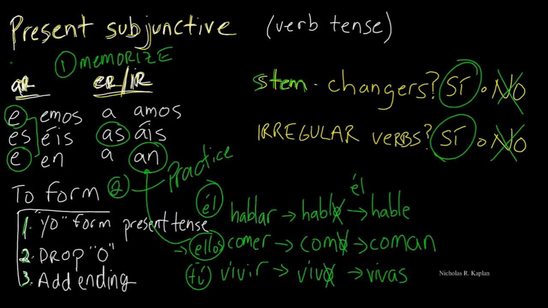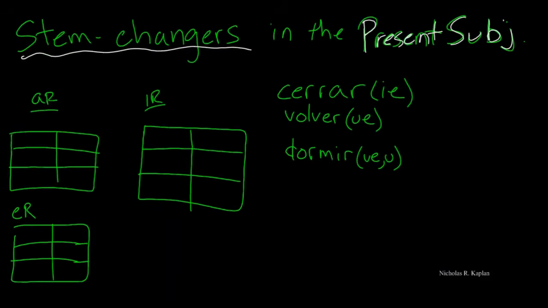There's another video on this if you need to clarify any doubts. Because today what we want to look at are stem changers. And do we have stem changers? The answer is yes, we do. Well, stem changers in the present subjunctive work a lot like they do in the present tense, where we have, some people call them boot verbs or shoe verbs.